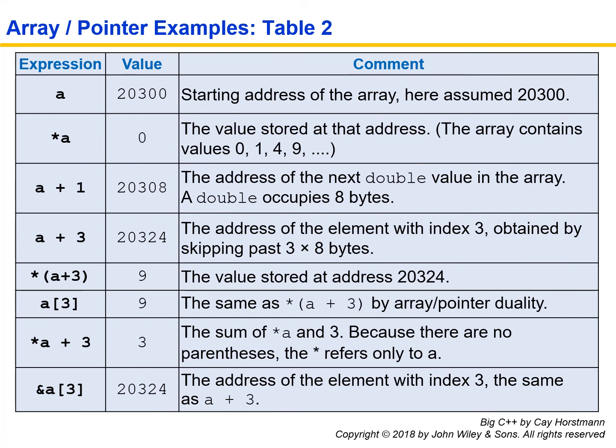Okay, here are some examples of pointer arithmetic. The one I want to call your attention to is the second from the bottom, *a + 3. That's a common syntax mistake. That just takes whatever a points to and adds 3 to that. It's not actually moving to the third element after a. You have to put the parentheses around a + 3 for that little trick to work.